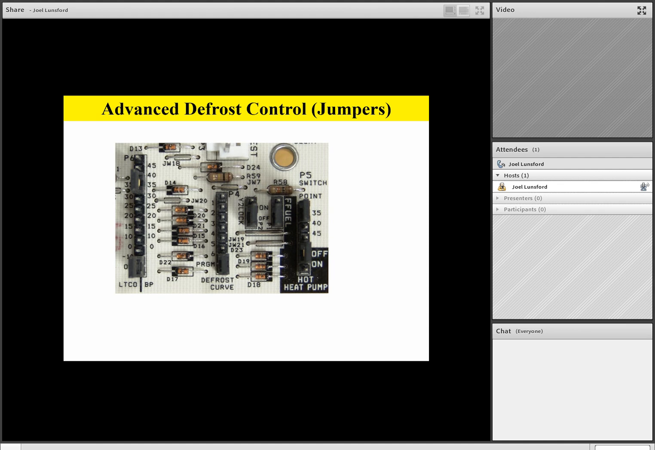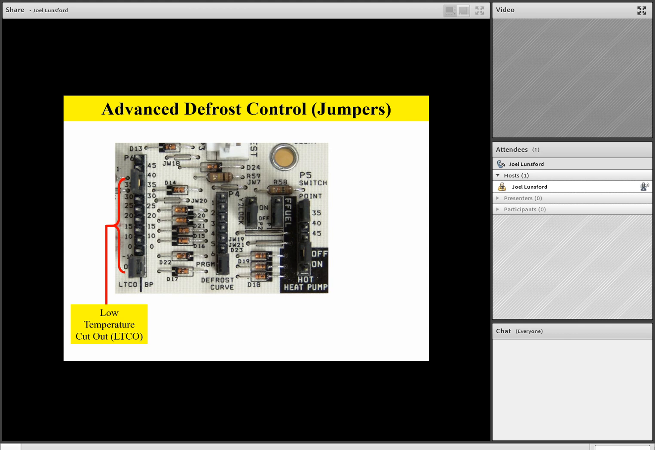The first one we're going to talk about as we take a look at our PowerPoint presentation is what we call low temperature cutout. You'll notice that there's a big long line of pins on the defrost control, and they're labeled LTCO and BP. Let's talk about the LTCO. Specifically, the low temperature cutout is the lower jumper on this big line of pins and jumper pins.